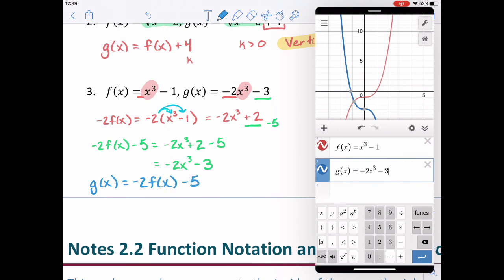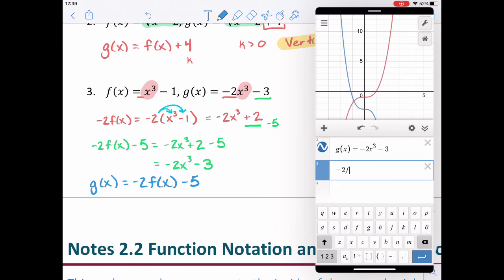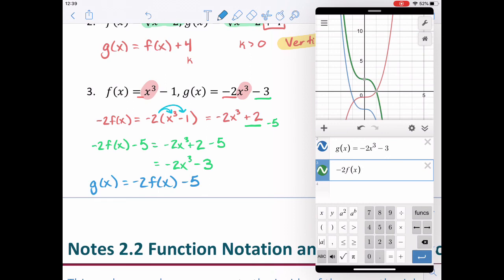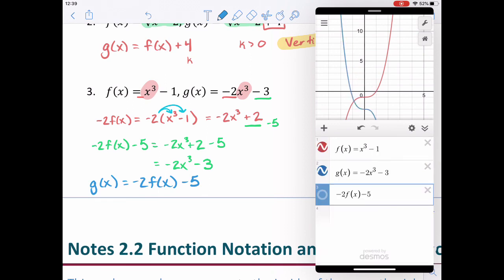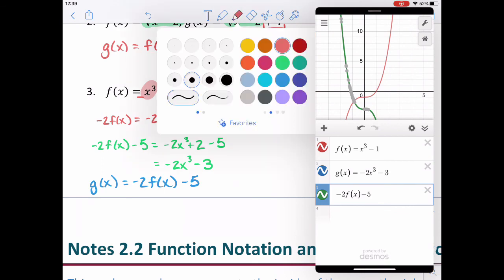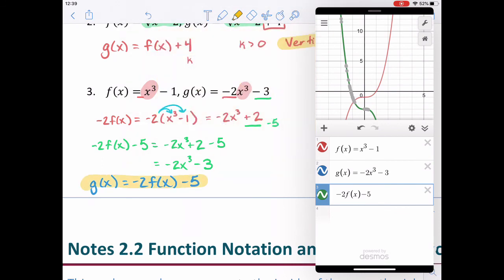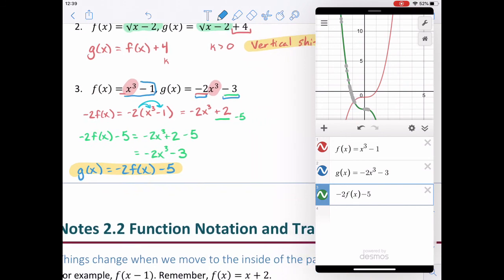And so let's try it. Let's type this in. So negative 2 f of x minus 5. And you can see when we do that, it lines up right on top of that blue function. So that's our g. We have to be careful because it might be tempting to say that we are just multiplying by -2 and then subtracting 3, but that's not actually what's happening because our original function already had this -1. Things get a little bit more complicated.